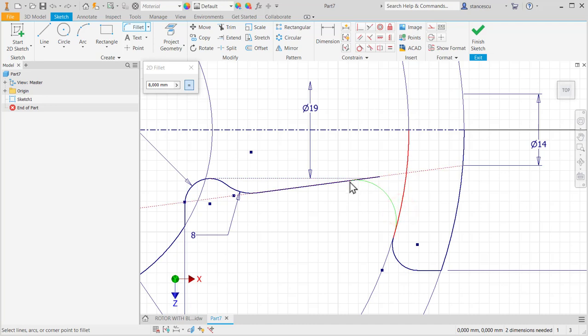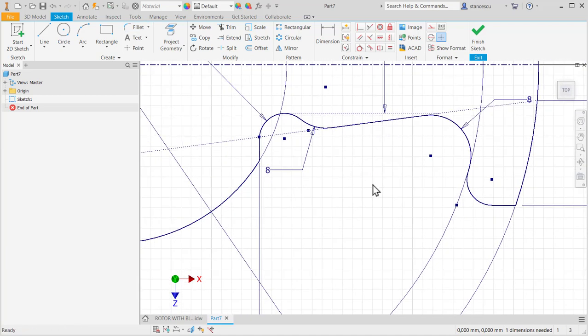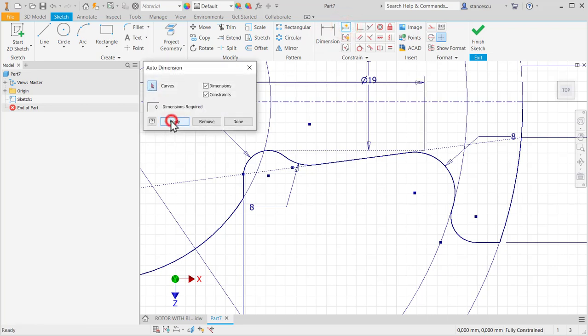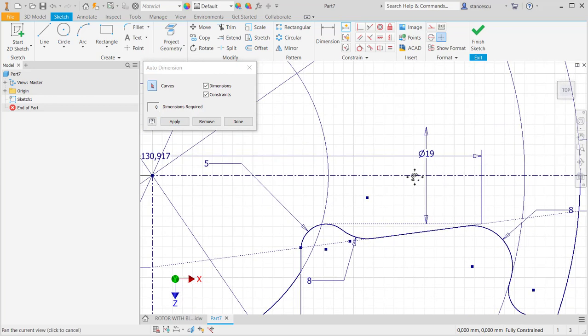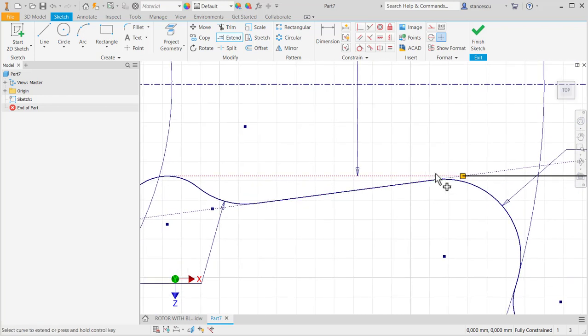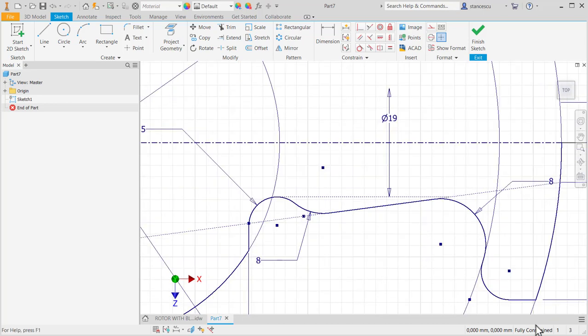I wait here to see the other curve, which is a line, and now I don't lose the 14 dimension. Okay, one dimension still needed. Which is that dimension? This is new, apply. Oh, this is not dimension, yes, 130. This is not important, yes, but they must be connected here. This means that I can move. I extend now. The contact was lost when I create this fillet. Now it's fully constrained again.